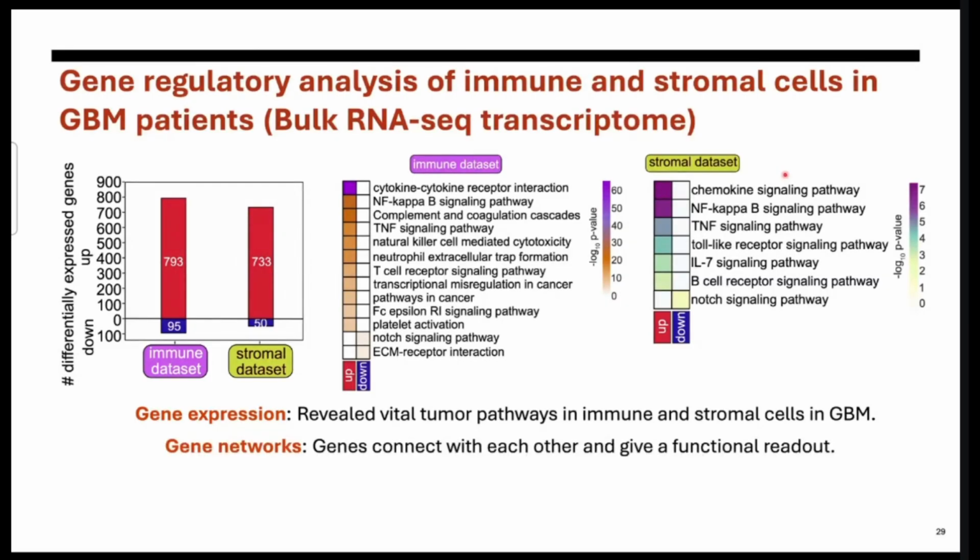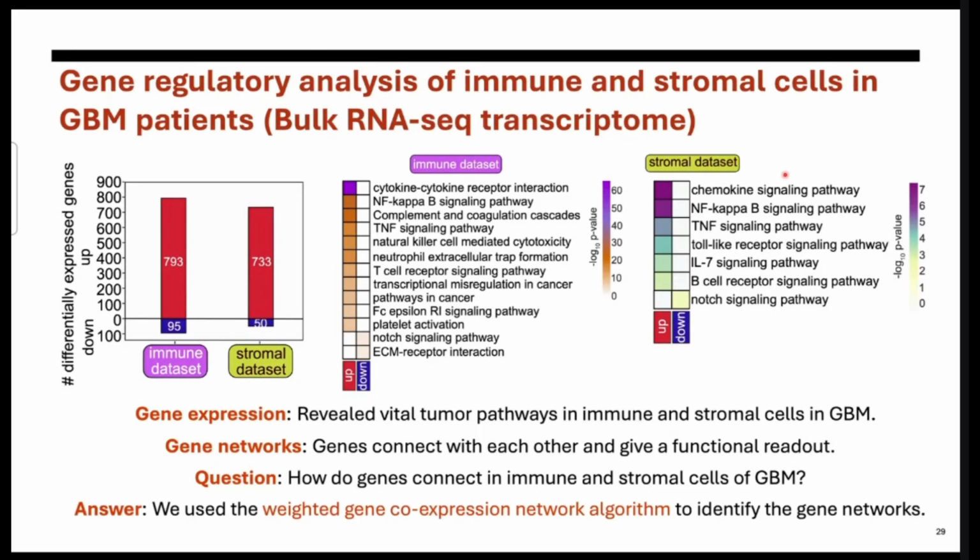But we all know that genes don't work in isolation. They work in networks and give functional output. Now the question is, how do we connect the genes in immune and stromal cells from this GBM dataset, which were identified by differential expression, like 793 and so on. To answer that, we used an algorithm called weighted gene co-expression network analysis to identify connected gene co-expression modules in stromal cells and immune cells from GBM expression datasets.